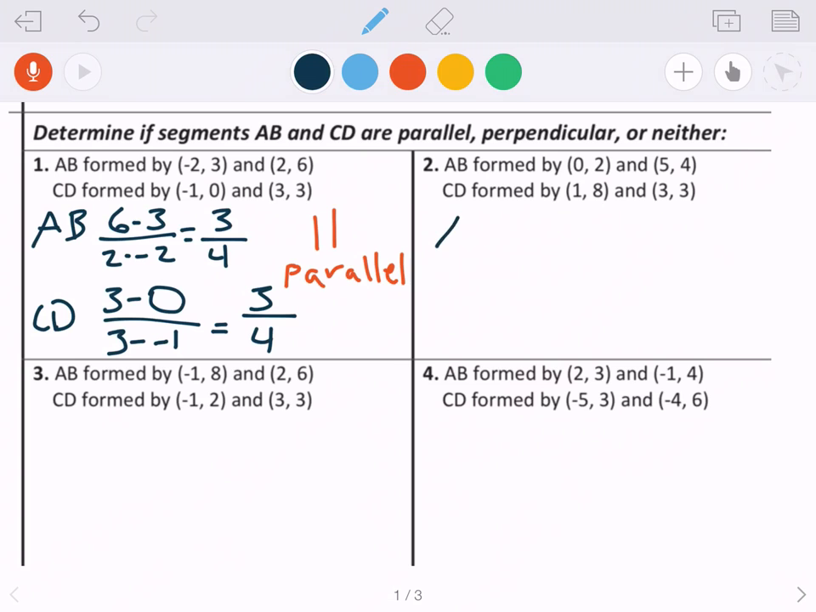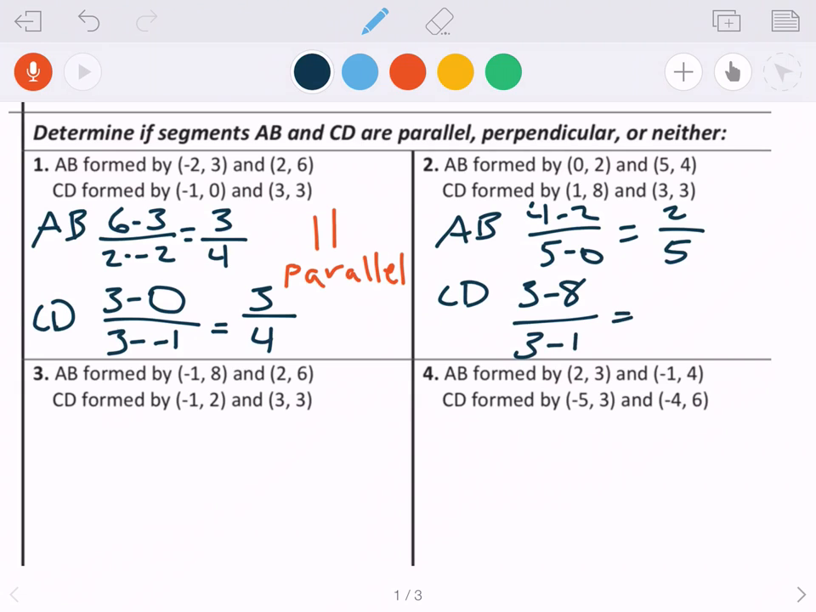So if we're looking at number 2, we're going to do the same exact thing. So I'll do this one a little bit more quickly. So we're going to have 4 minus 2 over 5 minus 0, again using that slope formula. So we're going to have 2 over 5. CD is going to be 3 minus 8 over 3 minus 1. So we're going to have negative 5 over 2. So if we look at our two slopes here, we have 2 over 5 and we have negative 5 over 2.